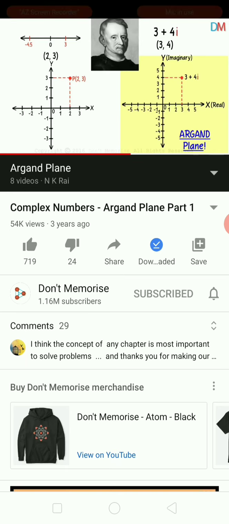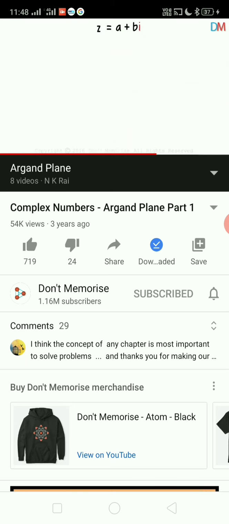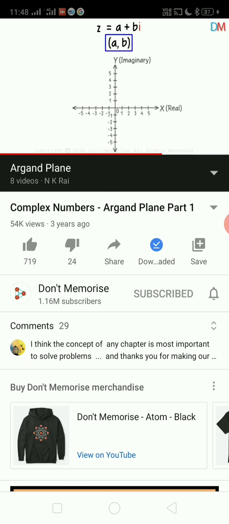It was Jean-Robert Argand who is credited with development and elaboration on geometric representation of complex numbers and operations upon them. This assured him a place in the history of mathematics by calling his representation of complex numbers on a plane as Argand Plane. A complex number z is equal to a plus ib is simply written as a comma b, and this can be represented on an Argand plane.